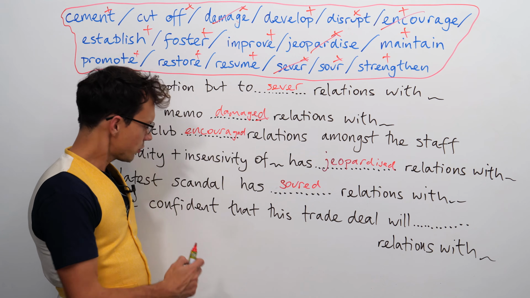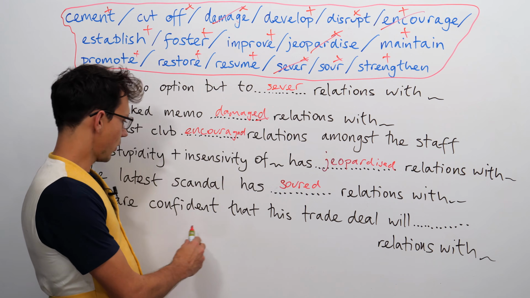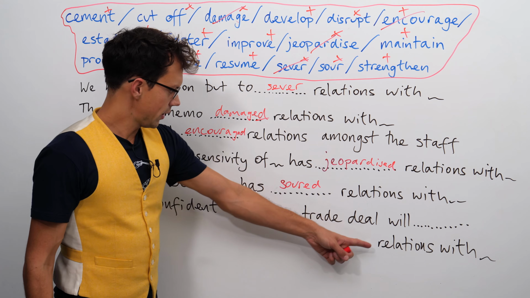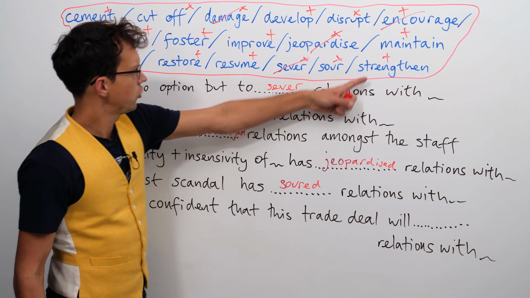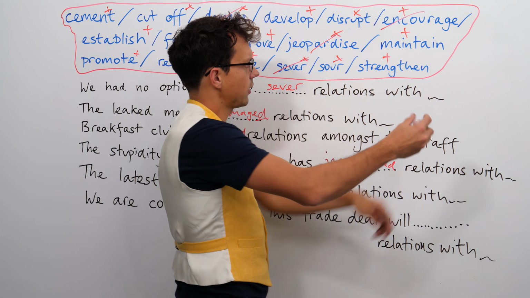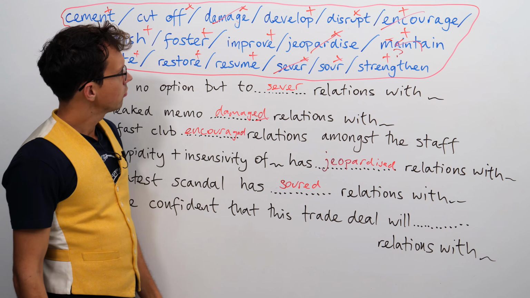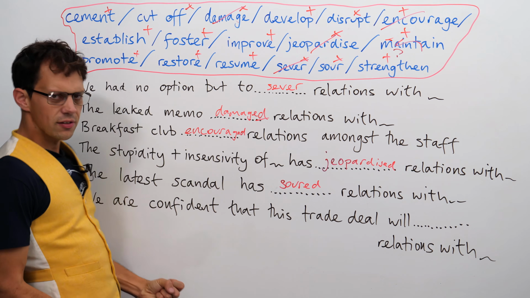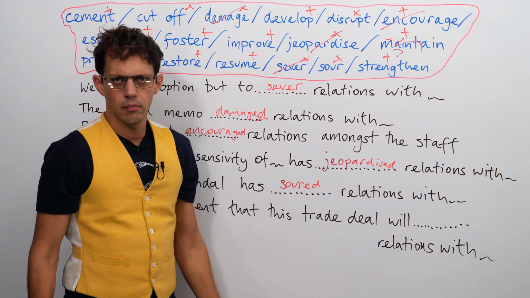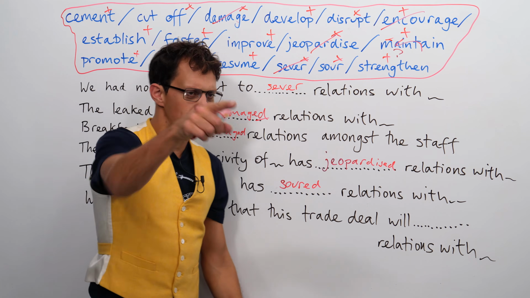We are confident, yes we are, that this trade deal, positive sounds like, let's do this. We're confident that this trade deal will what? Well, it's going to do something good. Strengthen. Maintain kind of means keep the same. It's doing more than that. It's getting better. So no, not this one. Develop. Possibly. Cement. Yeah, that sounds quite nice and strong. What do you prefer? Strengthen or cement? Yeah, cement.